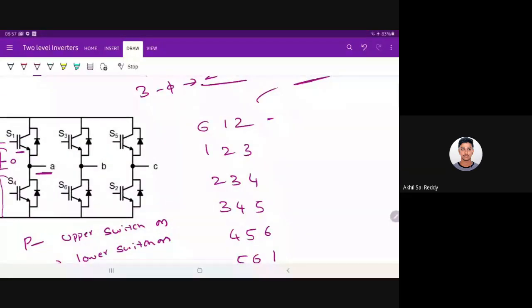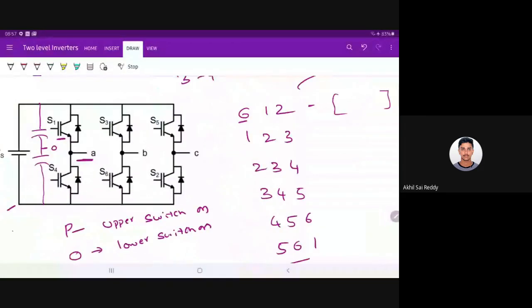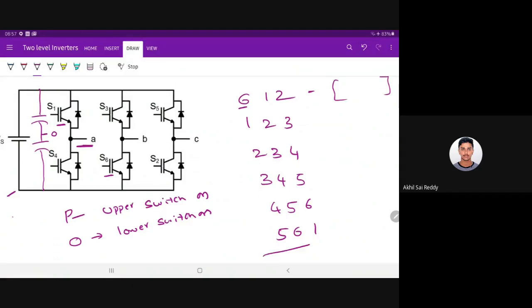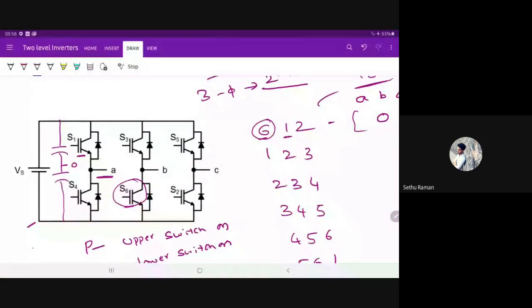Now we will write this one. It may be some matrix with P's and zeros. Switch 6 is corresponding to which phase? This is B phase. With switch 6, the bottom switch is on. So what is its switching state, P or 0? It is 0. That is corresponding to B phase. For A phase and C phase, we have 0 state here. Switch 1 is corresponding to A phase. So A phase upper switch is on. What is its switching state?